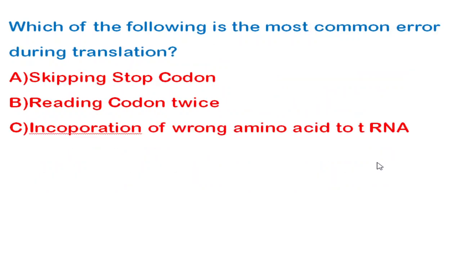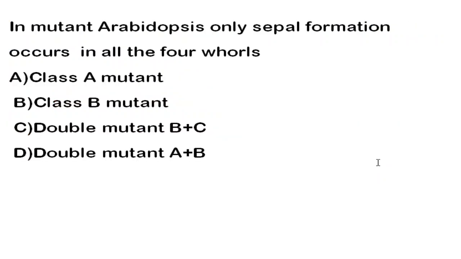Next, which of the following is the most common error that you can observe in translation? For this question, based on my experience, I'm telling you the correct answer might be reading the codon twice, because there are no chances to incorporate a wrong amino acid, because tRNA has the aminoacylation process. At the same time, wobble base pairing is also there. Based on those two criteria, I omitted those options. So reading of codon twice might be one of the most common errors during the translation process.